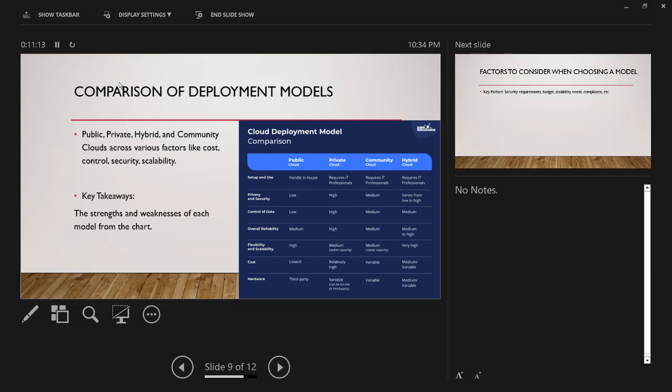Also, if you have the technical skill, you can go for private cloud because you need very high professional skill to set up and use this facility. This also boils down to community cloud models and hybrid cloud. But when it comes to overall reliability, you notice that private cloud is on the high side, and hybrid cloud is on the medium side. So these are the key takeaways I would like you to understand.